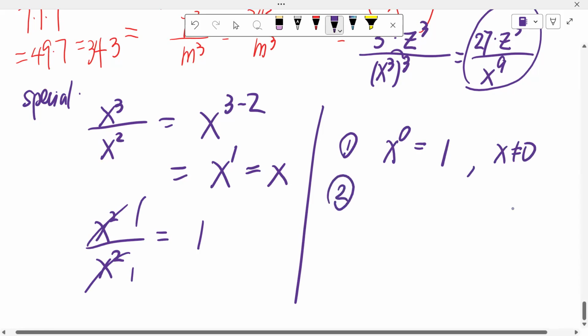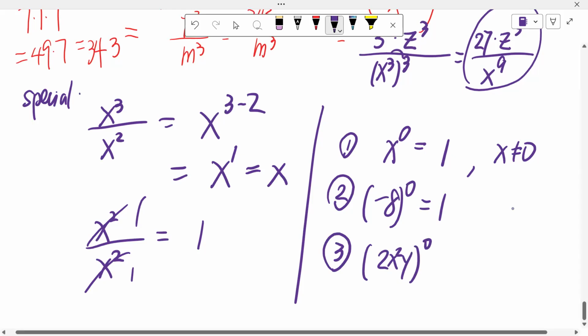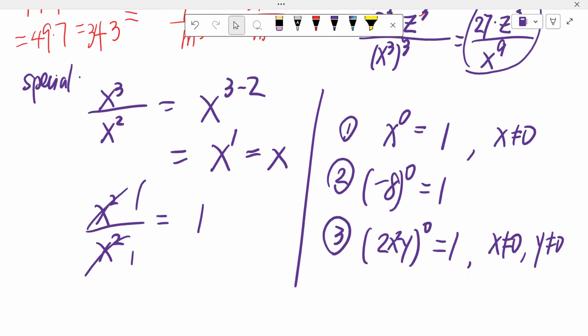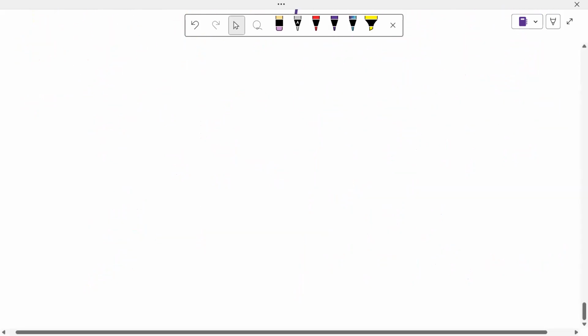Similarly, if I say negative a to the 0 power, it's going to be 1. And also, it could be a very complicated expression. Let's say 2x squared y to the 0 power is 1, right? As soon as x is not 0, y is not 0. And there's some kind of special operations here. Let's try a little bit more sophisticated ones.